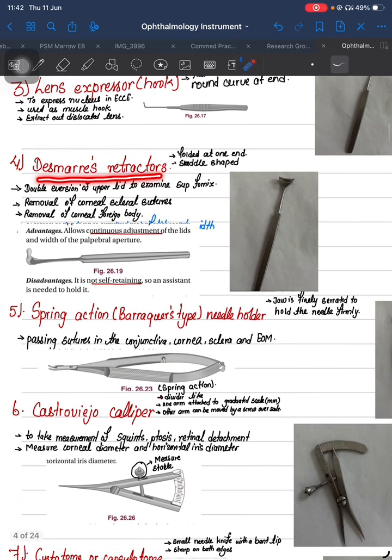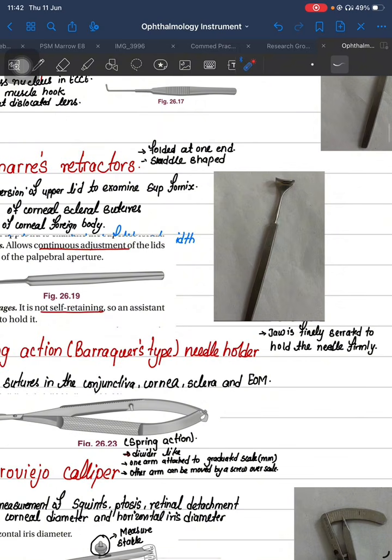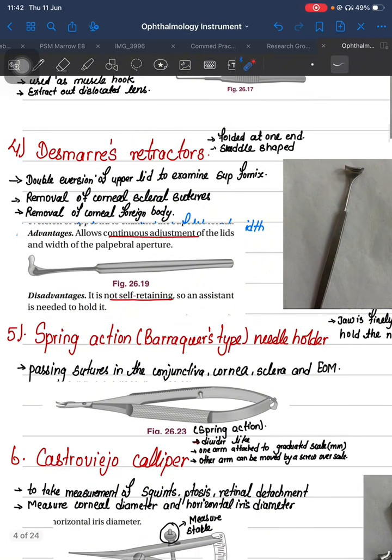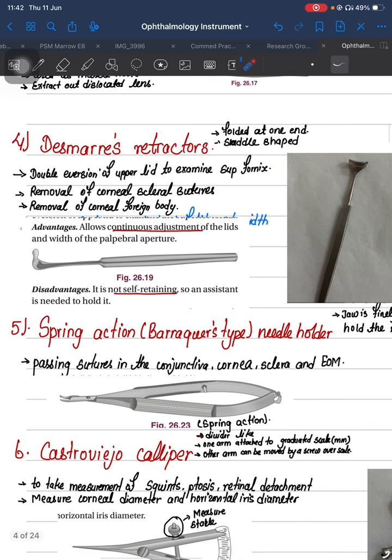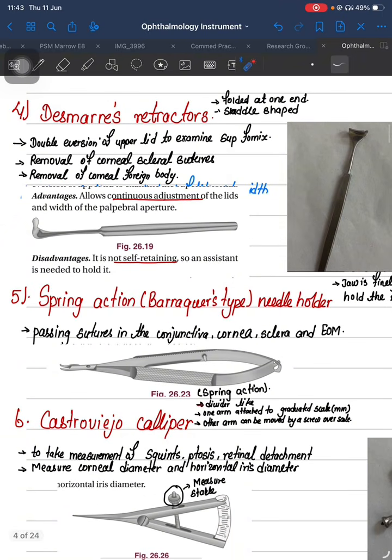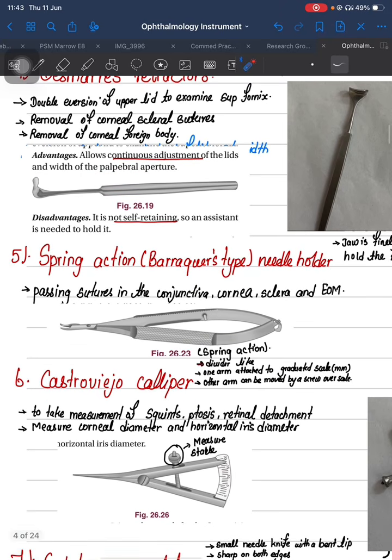Next, the Desmarres retractor. As we know, the Desmarres retractor is saddle shaped. It is folded at one end. From D, we can remember the Desmarres retractor is used in the double eversion of the upper lid to examine the superior fornix. Mainly during the examination of the conjunctiva in the superior fornix area, we use the Desmarres retractor for the double eversion, and it can also be used for the removal of corneal scleral sutures, and also to remove a corneal foreign body. Mainly foreign body removal. What is the advantage? It allows continuous adjustment of the lid and width of the palpebral aperture, and the disadvantage is it is not self-retaining, so an assistant is required for it.